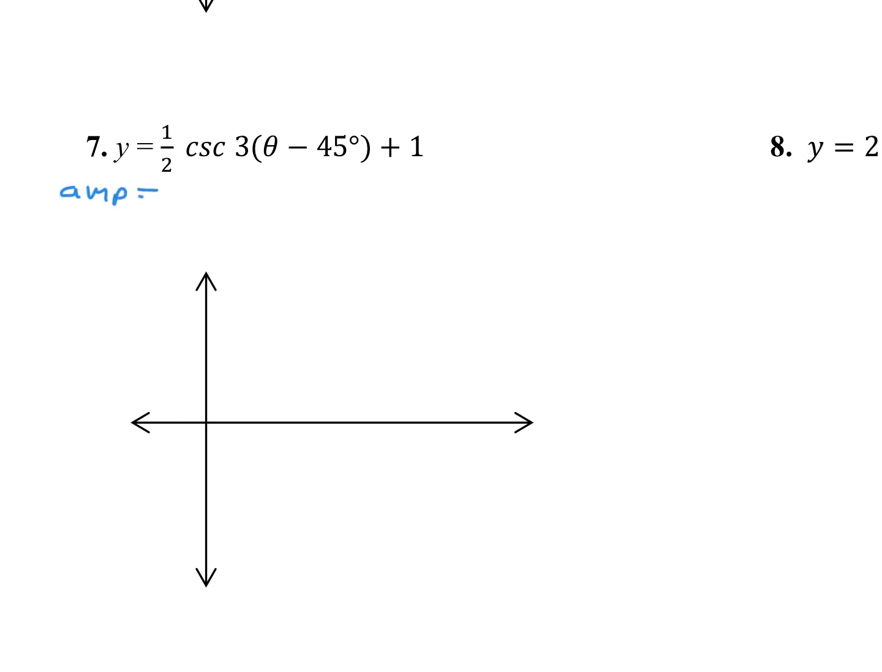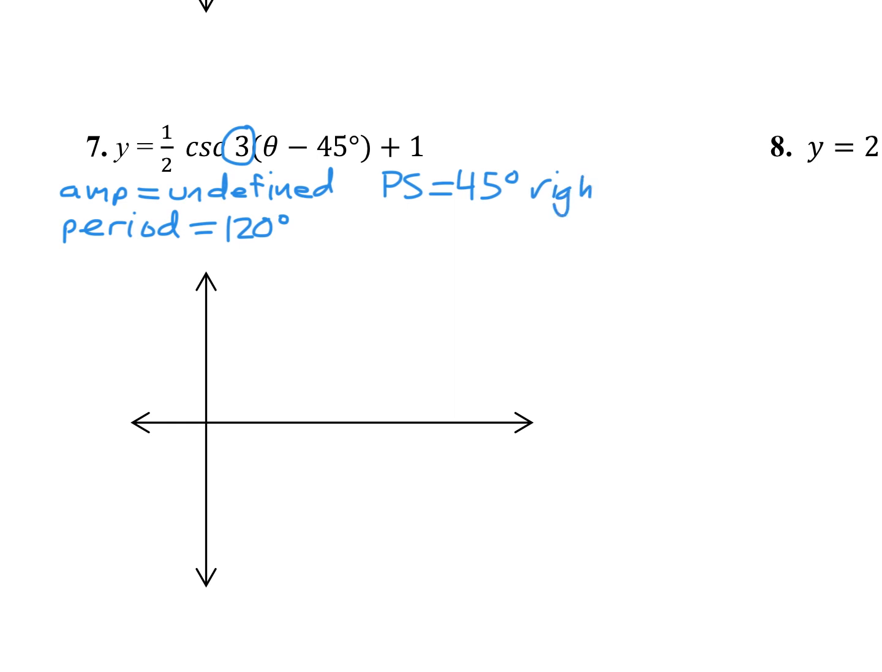All right, so for this one, there is no amplitude, only sine and cosine has an amplitude. Amplitude is undefined. Period is 360 divided by 3. Period is 120 degrees. All right, I'll kind of abbreviate. Our phase shift is going to be 45 degrees to the right. And then our vertical shift is 1 up.